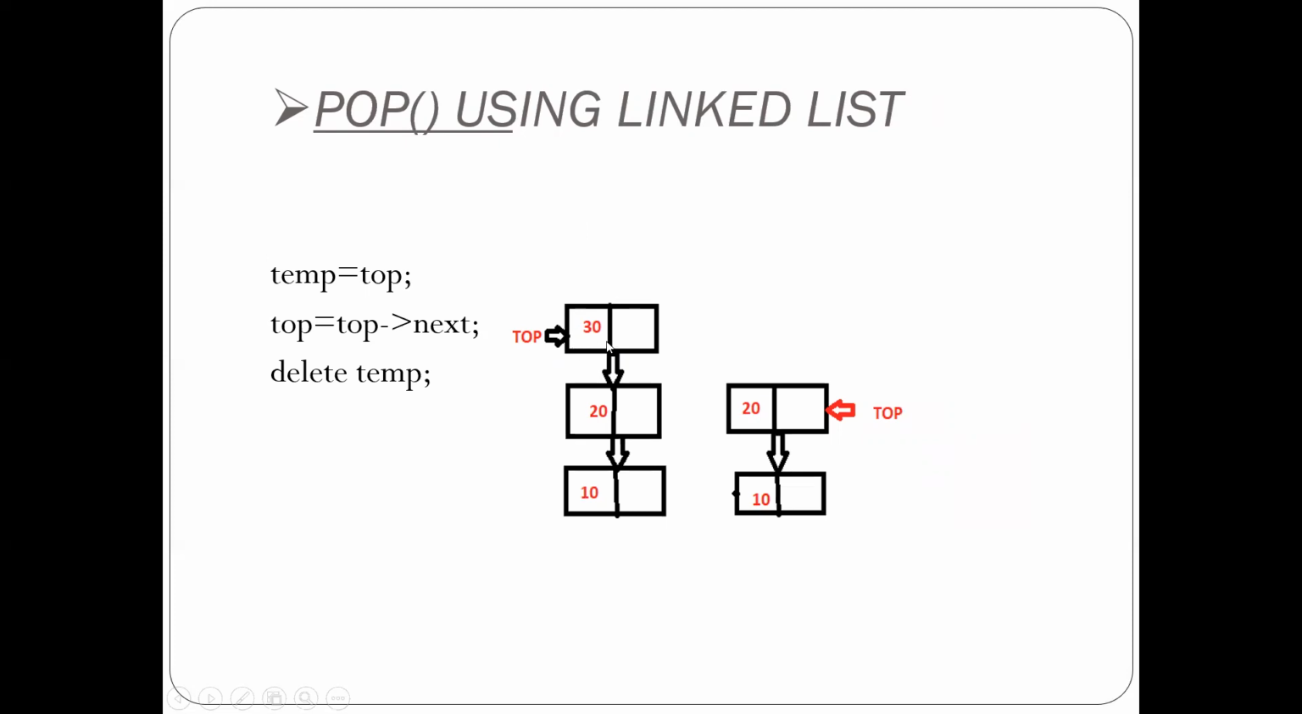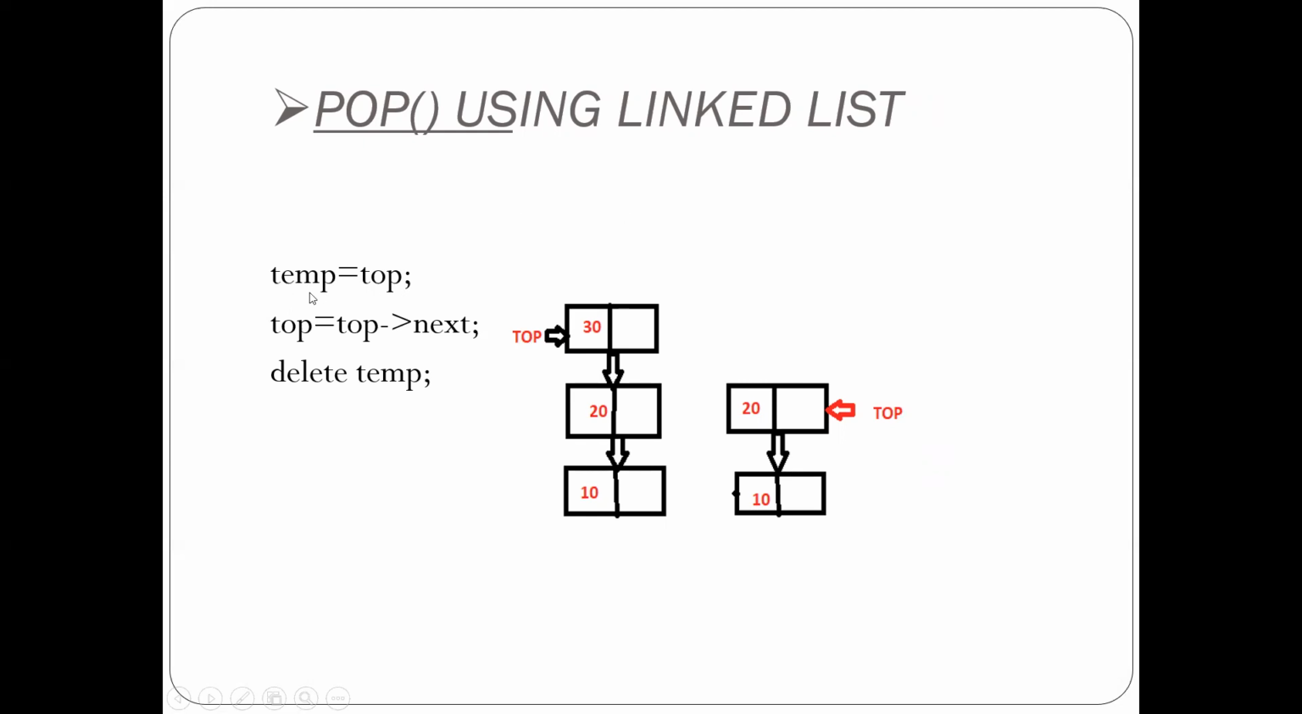You can't write something like delete top here. Otherwise, this node will be permanently deleted, and whatever the remaining stack is will become meaningless. So whenever we want to apply the pop operation using the linked list, first mark this topmost node with another name, suppose temp. Then shift the top pointer from this node to the next node, and then delete this temporary node, thereby printing the value first.